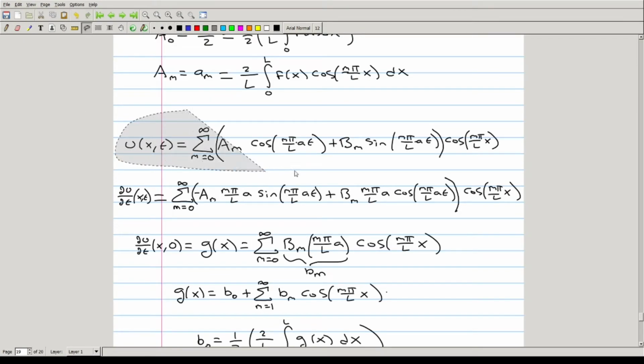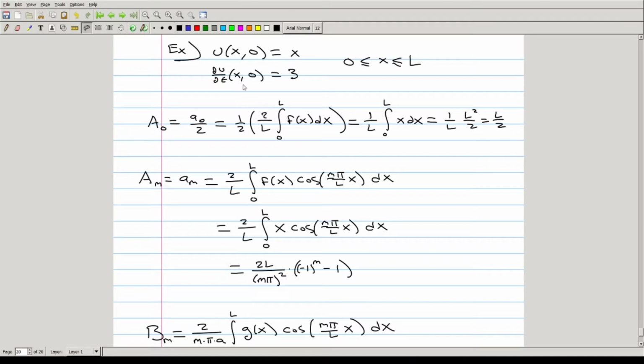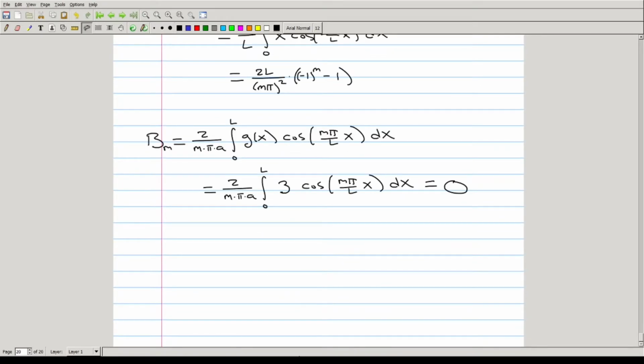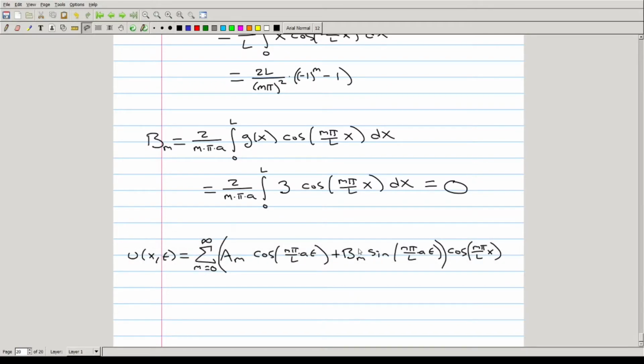So the solution to the wave equation is a function of x and time in general. For these specific initial conditions, it is the infinite sum where Bm is 0. This entire term of the sum is 0. And then Am for positive m.